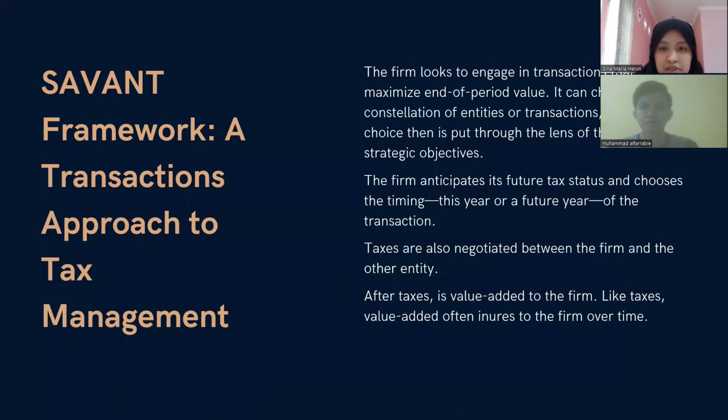The firm looks to engage in transactions that maximize value. It can choose from a constellation of entities and transactions, and the choice is then put through the lens of the firm's strategic objectives. The firm anticipates its future tax status and chooses the timing of the transaction, this year or a future year. Anticipation means that if there is a tax advantage to adjusting the timing of a transaction, the firm should do so, provided the non-tax economics still make sense.